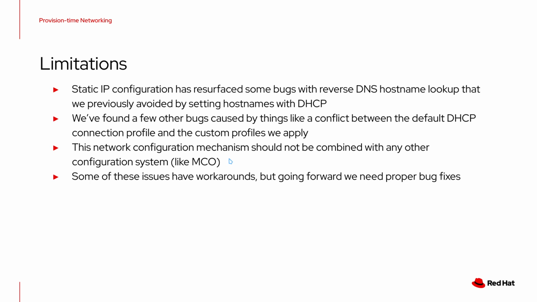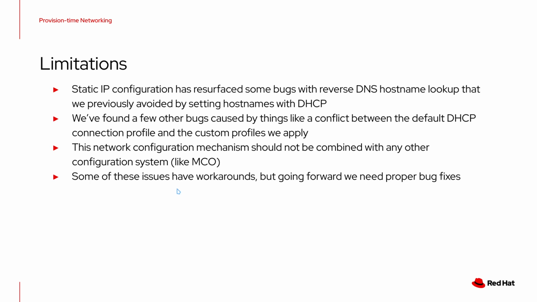Also, this should not be mixed with any other network configuration system. If you were previously using machine config operator to lay down network config, you should stop doing that and switch it all over to this new mechanism. Once again, you don't want to have two different tools that are trying to configure the same interfaces using different methods, because they'll conflict, and then it'll be potentially undefined which one wins and which configuration you end up with. And it's kind of redundant.